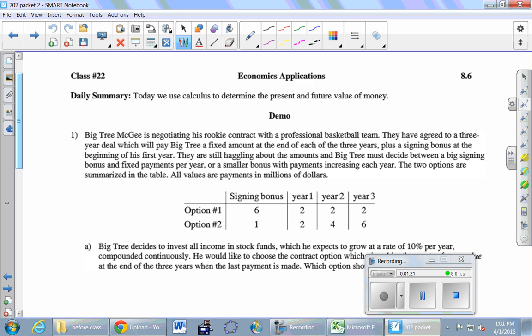Okay, so let's take a look at option 1. When Big Tree signs, he gets a $6 million check. And then each year after that, at the end of each year, he'll get $2 million a year. So altogether, 12 million total. Option 2 is to take a really small signing bonus of $1 million, but then get bigger and bigger paychecks at the end of his first 3 years, right? So that's 13 altogether. So which one is better?